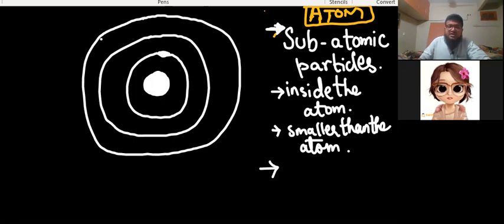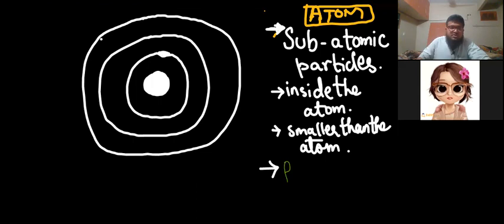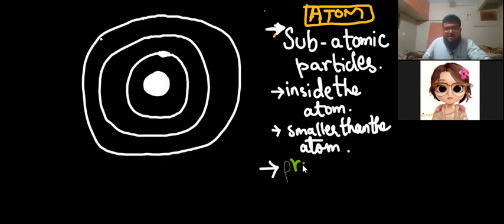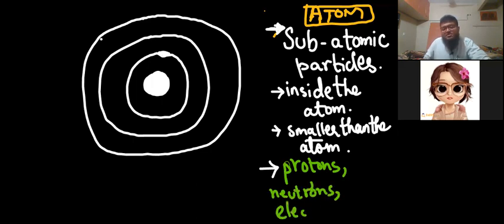As Maria stated, the examples include protons. Wait, just a bit. I think the thickness is too small over here. Protons, we have neutrons, and what's the third type? Electrons. These are the three types of subatomic particles found within the atom.